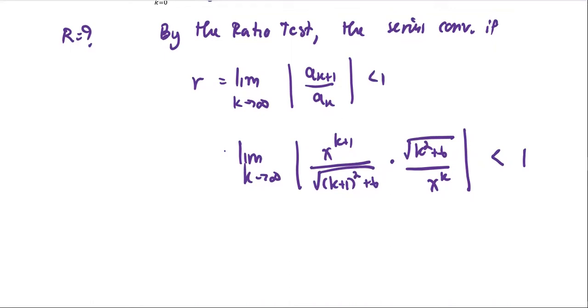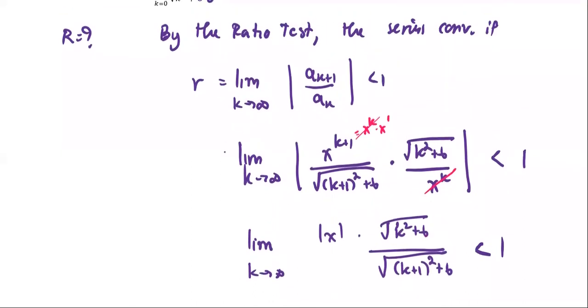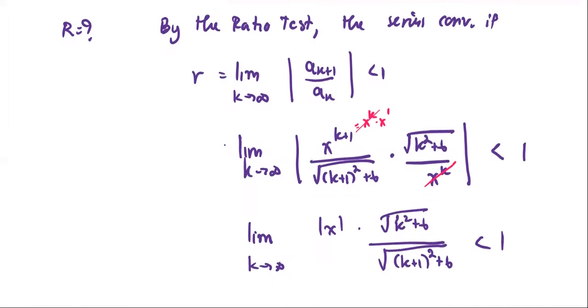So simplify the expression. x to the power k plus 1 is x to the power k times x to the first, so the x to the k terms cancel. Then we have the limit, as k approaches infinity, of the absolute value of x multiplied by the square root of k squared plus 6 divided by the square root of the quantity k plus 1 squared plus 6, less than 1. Then rearrange the terms, leaving the absolute value of x on the left and moving the limit to the right-hand side.